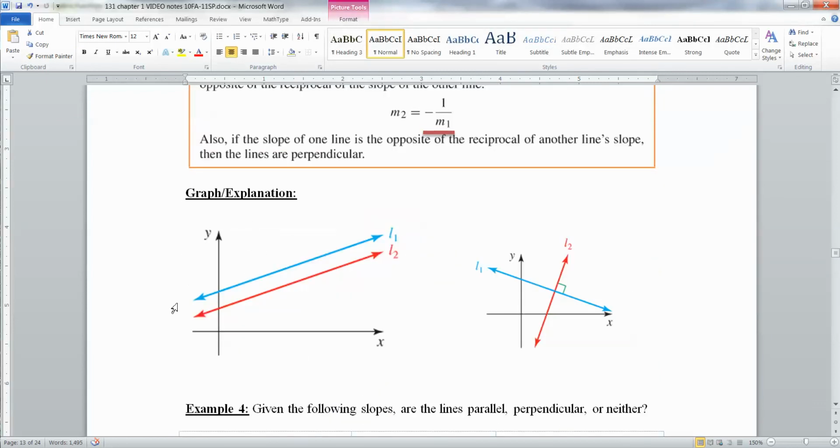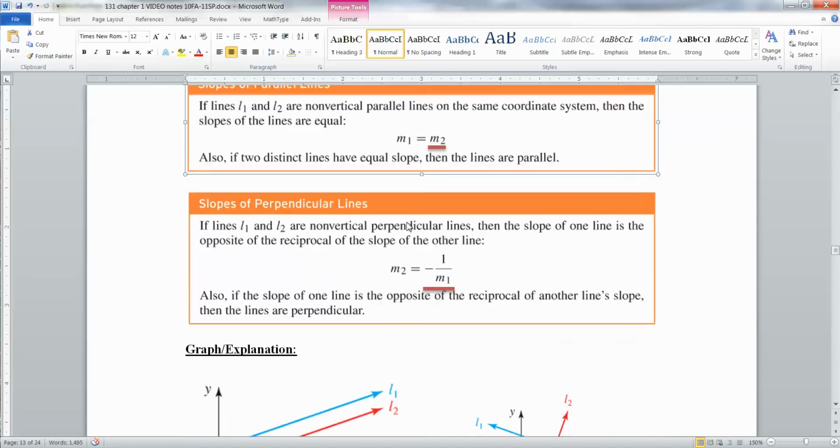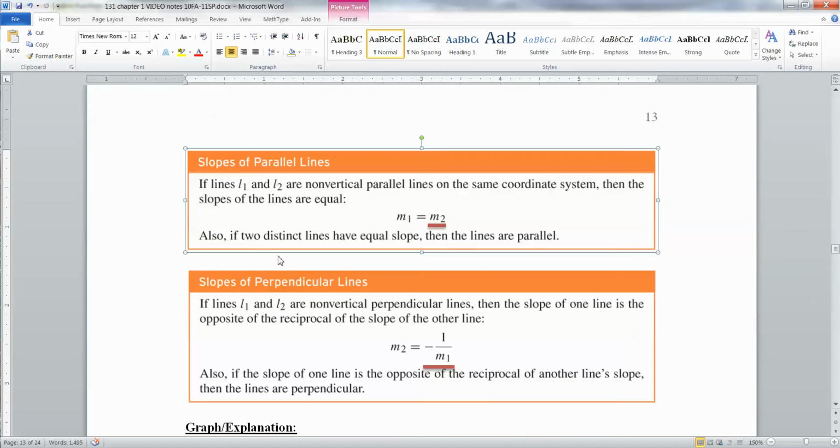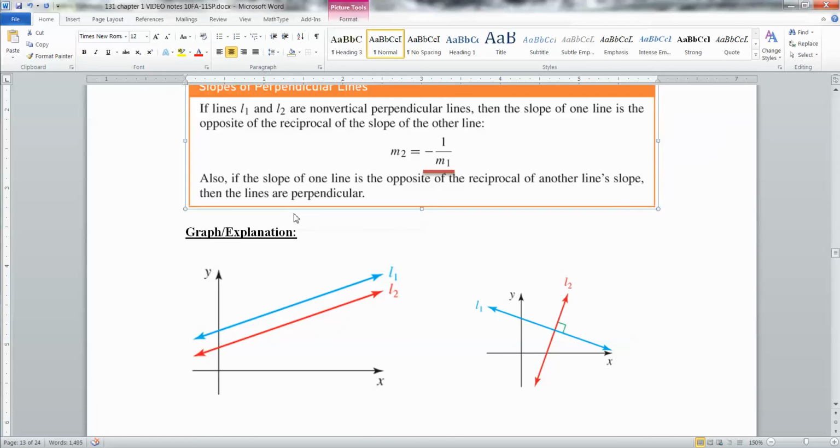All right, so here it is, right here, two parallel lines. Now notice their slopes. Slope is a measure of their steepness. Compare the steepness of the blue line and the red line. They're the same, right? So if two distinct lines have equal slope, then those lines are parallel. They have the same slope, they're parallel. Distinct just means they can't be the same line, like one on top of the other.